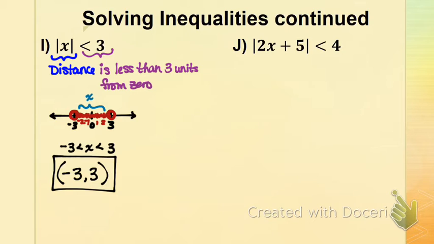I'm going to talk about this almost the exact same way I was thinking and talking about this one over here. Absolute value always means distance. I don't even care what's in there right now. I just know that this thing means distance. My distance is less than 4 units from 0.